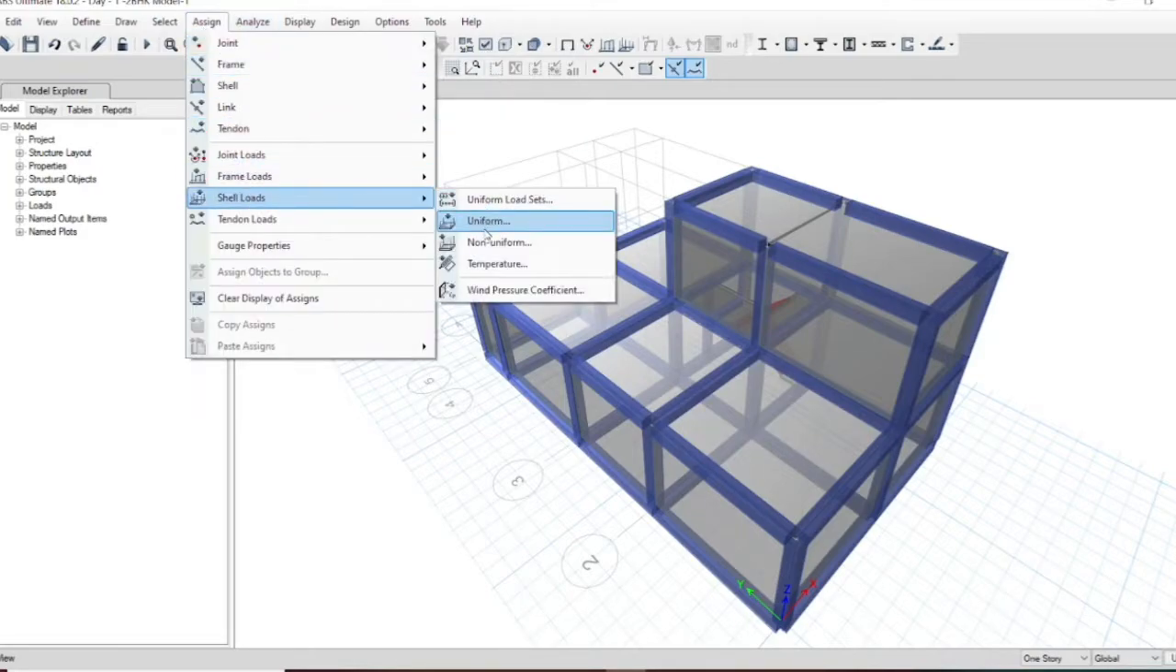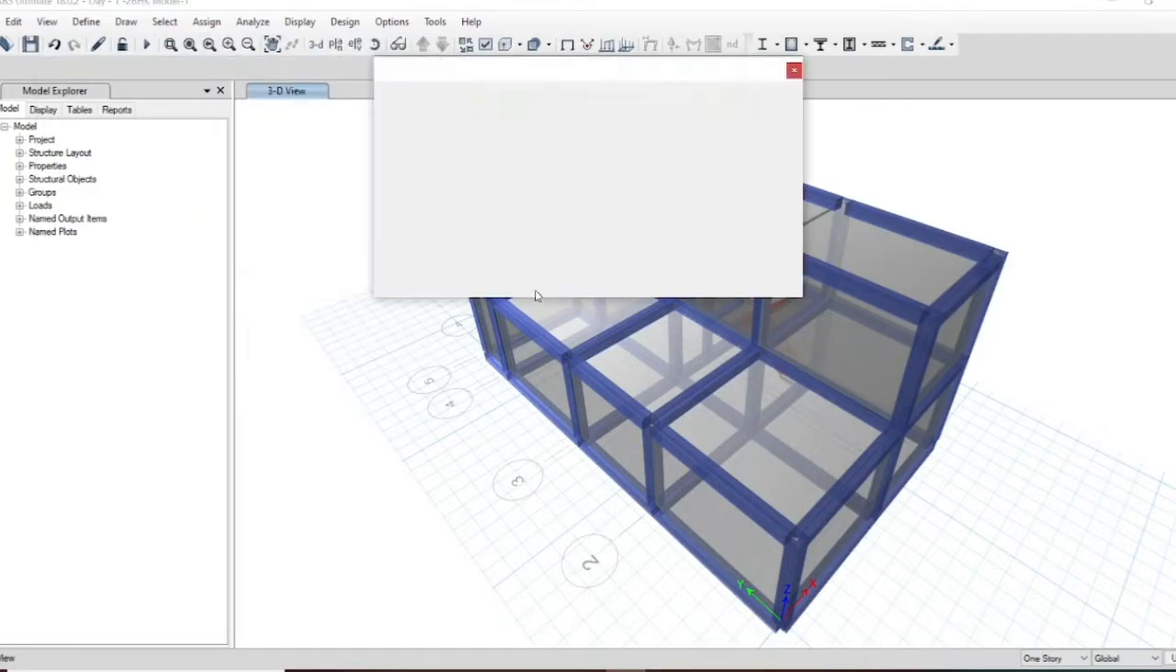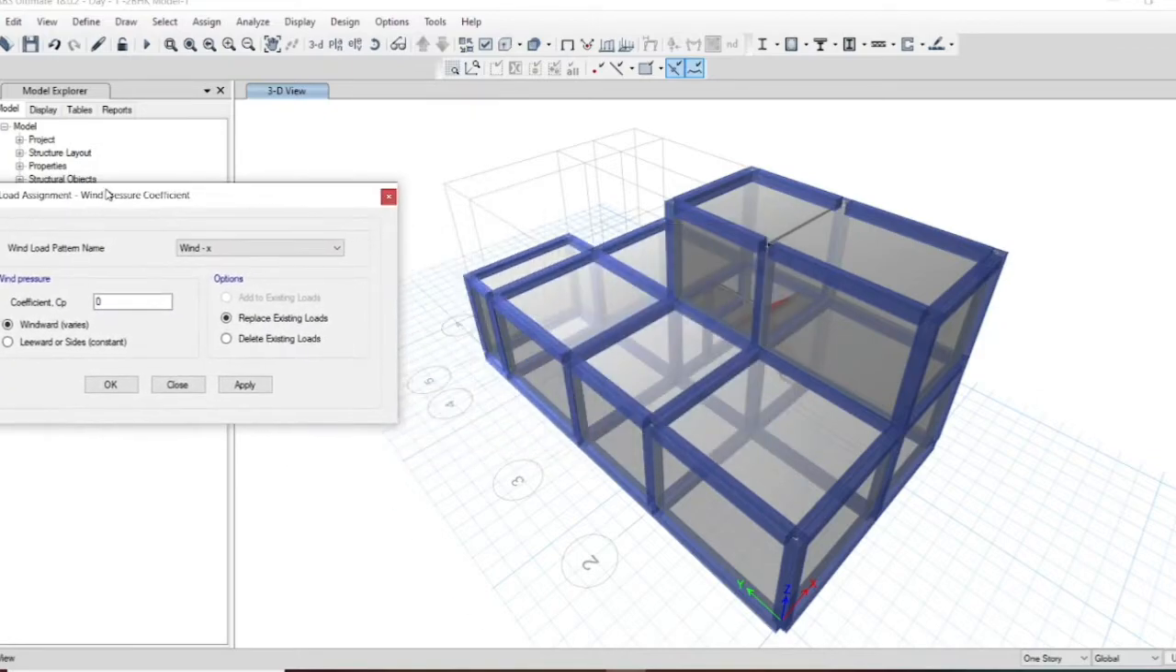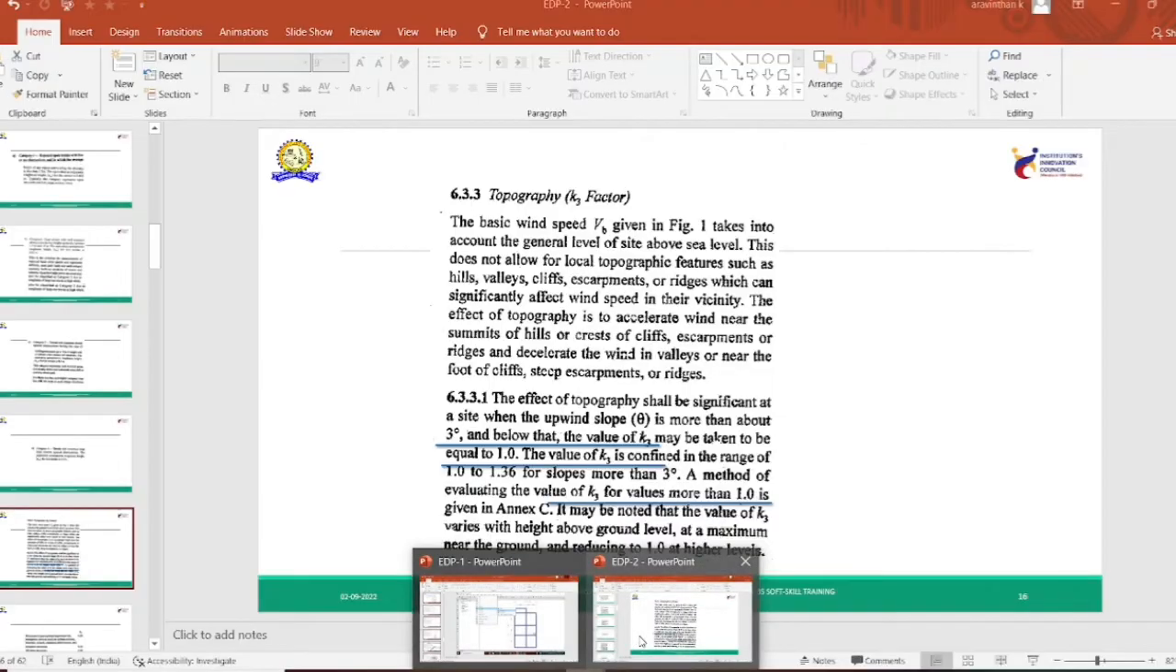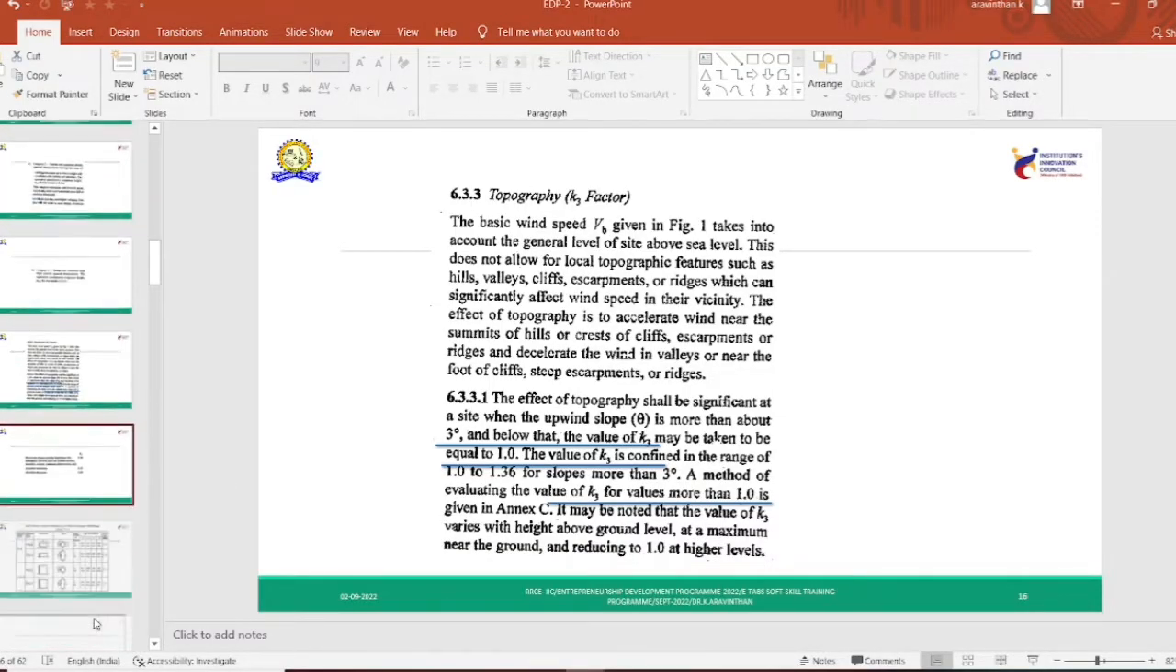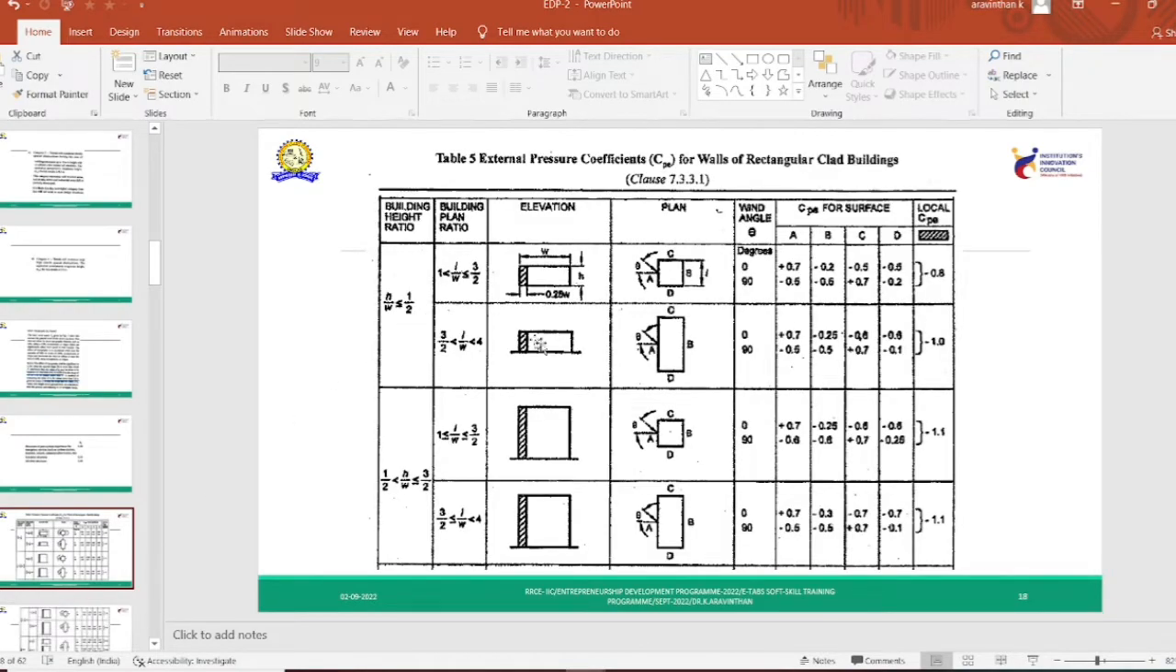Hence you are indicating wind pressure coefficient. You have to apply the wind pressure coefficient here. Now this is at the direction of A. You can see here from the code book, this is our building and this is the side of A. For A portion, your pressure coefficient is plus 0.7.